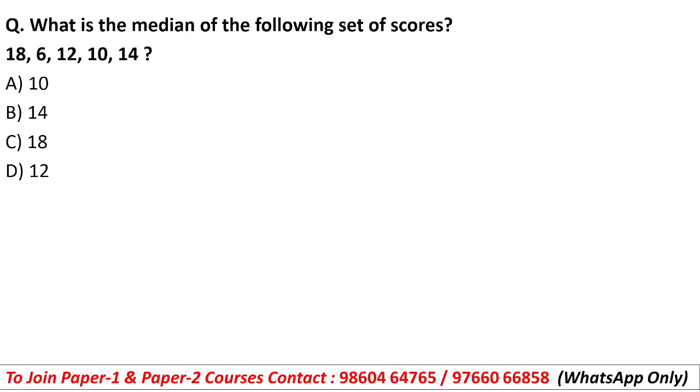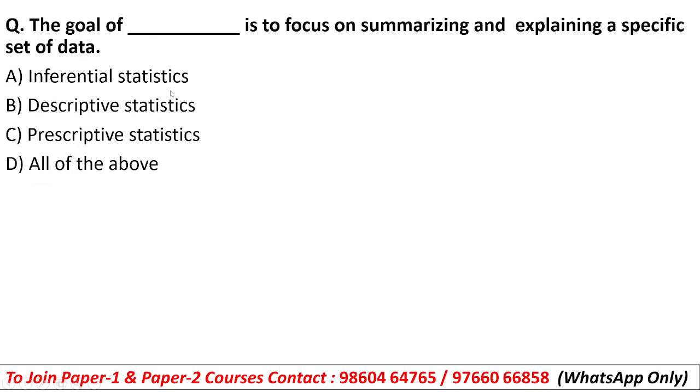What is the median of the following set of scores? 18, 6, 12, 10, 14. So here the median is nothing but the central value. By direct observation you can see that if you skip 2 here and skip 2 here, you will get the mid value, that is 12. So our right answer will be option number D, 12.